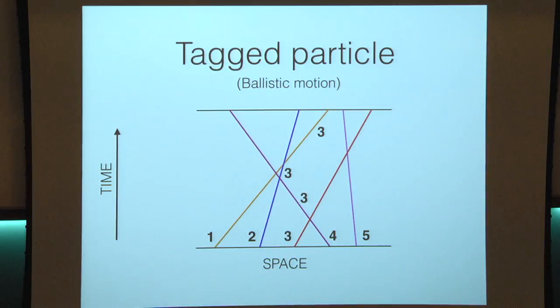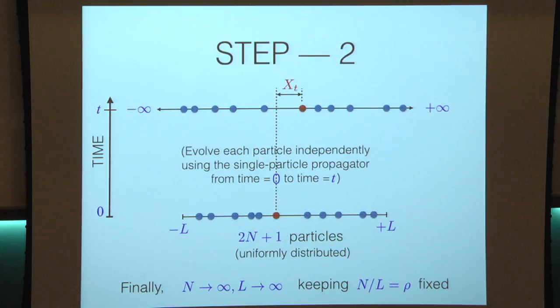So this is another picture. If it is ballistic, it looks essentially the same, basically. For the ballistic motion, these are the straight lines. So now I have mapped this interacting particle to a non-interacting particle.